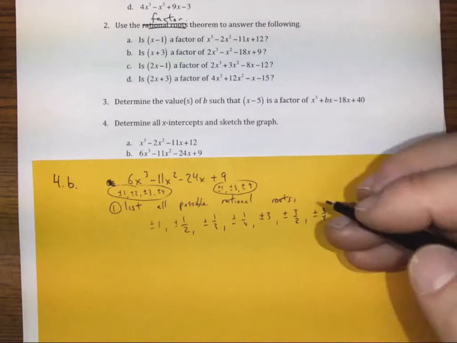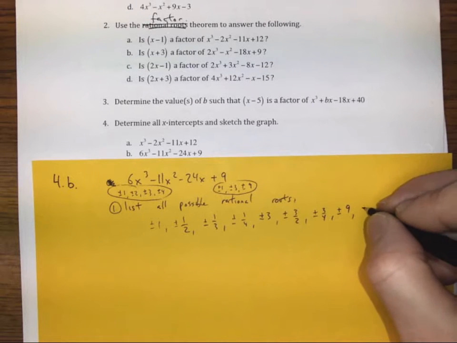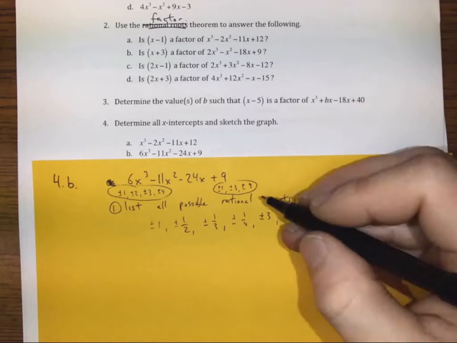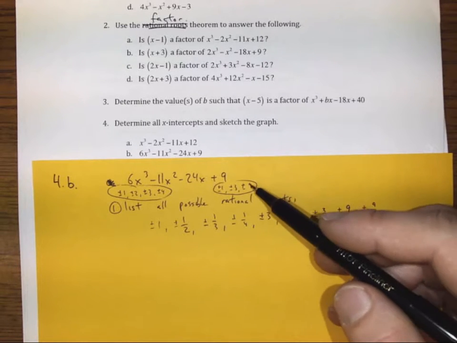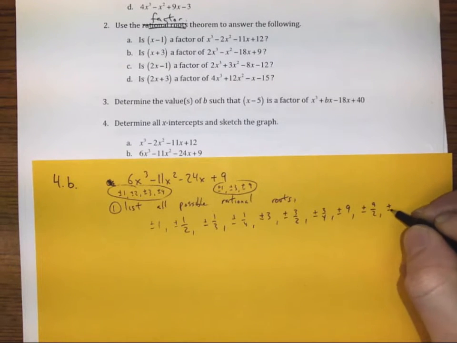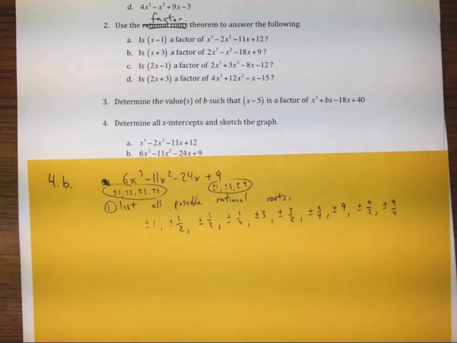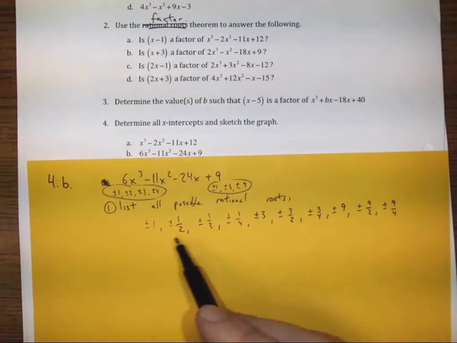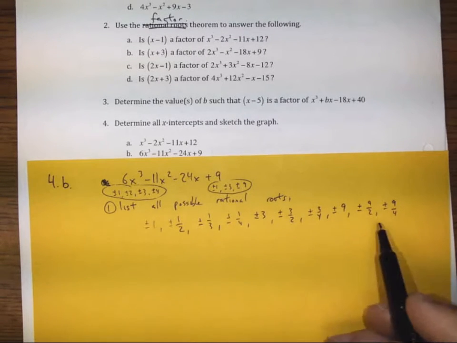Then we bring the 9, so we got 9 over 1, ±9 over 2, ±9 over 3, which is 3, and we already listed that, so we don't need to list it twice, and then ±9/6. Whew, that's a lot of possible rational roots. Hopefully we're not going to have to get down to these, but at least we have a finite number. We don't have an infinite number, which is what we would have if we didn't do this.